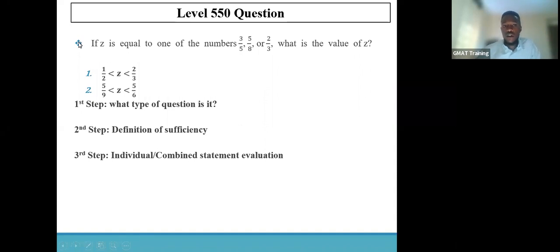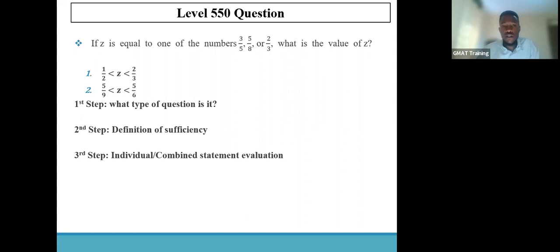The focus of this question is on comparing the magnitude of fractions. It says that if z is equal to one of the numbers, 3/5, 5/8, or 2/3, then what is the value of z? And then we're given 2 statements. The first one being that 1/2 is less than z, which is less than 2/3. The second one being that 5/9 is less than z, which is less than 5/6.